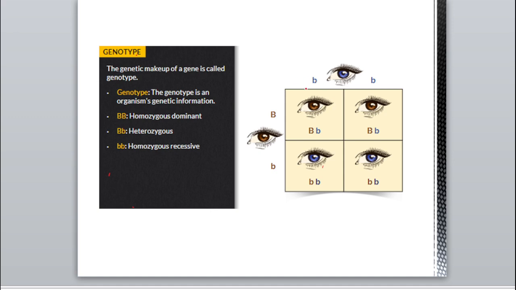So phenotype is like this physical color, but genotype means this. When we talk about this, it has both the alleles, but the phenotype is representing one type, but it has the other gene as well. So this is genotype, but this color is representing phenotype.